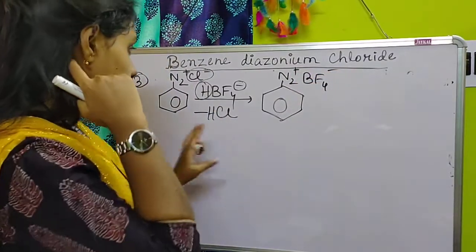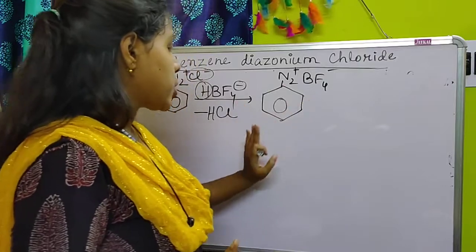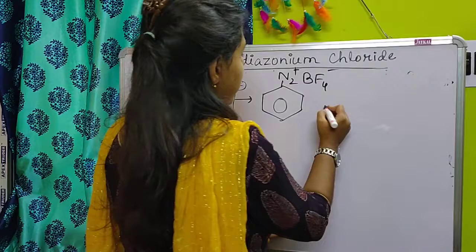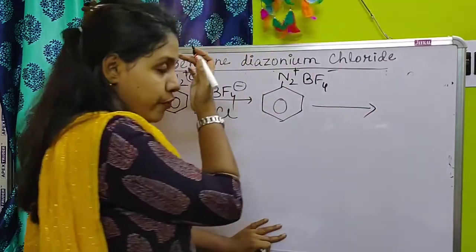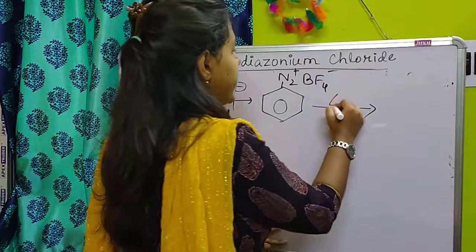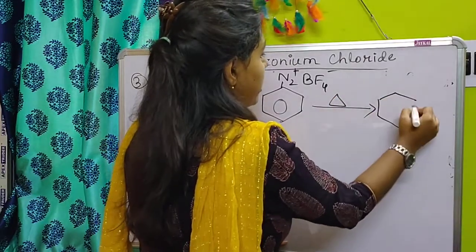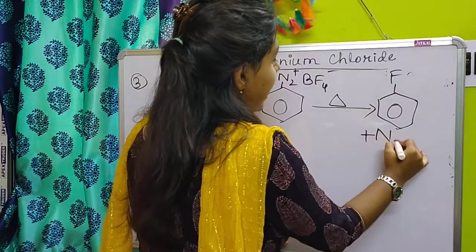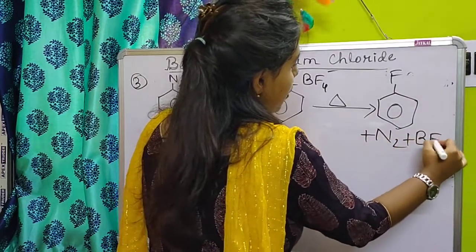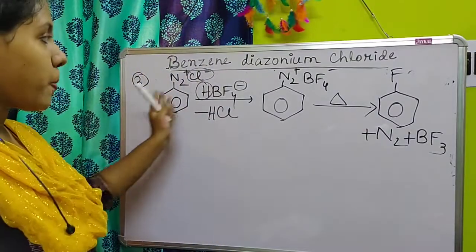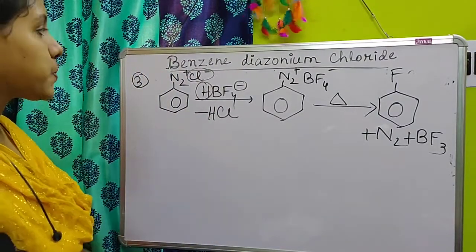Tetrafluoroborate. So benzene diazonium tetrafluoroborate we are getting here. Next, now if you want to get fluorobenzene from here, simply you have to heat it. So the resultant product will be fluorobenzene plus nitrogen plus boron trifluoride. Okay, so by this way we are getting these products.